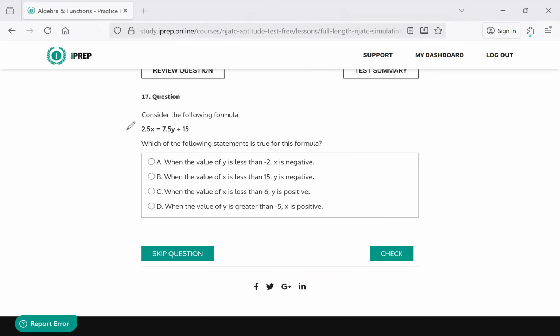Okay, 17. Consider the following linear graph: 2.5x equals 7.5y plus 50. I know that's linear because it's just in standard form, right? A linear line could be in the form y equals mx plus b. It can also be in standard form ax plus by equals c, right? So this is standard.